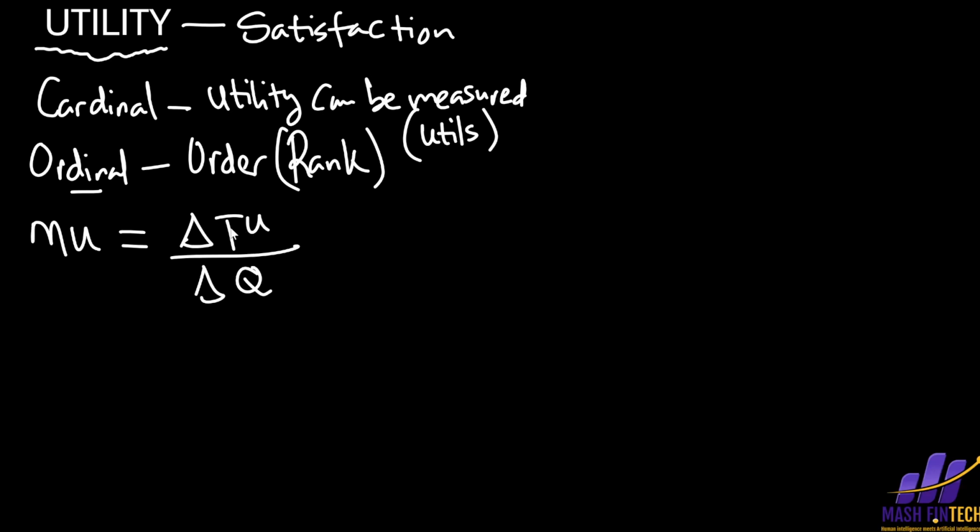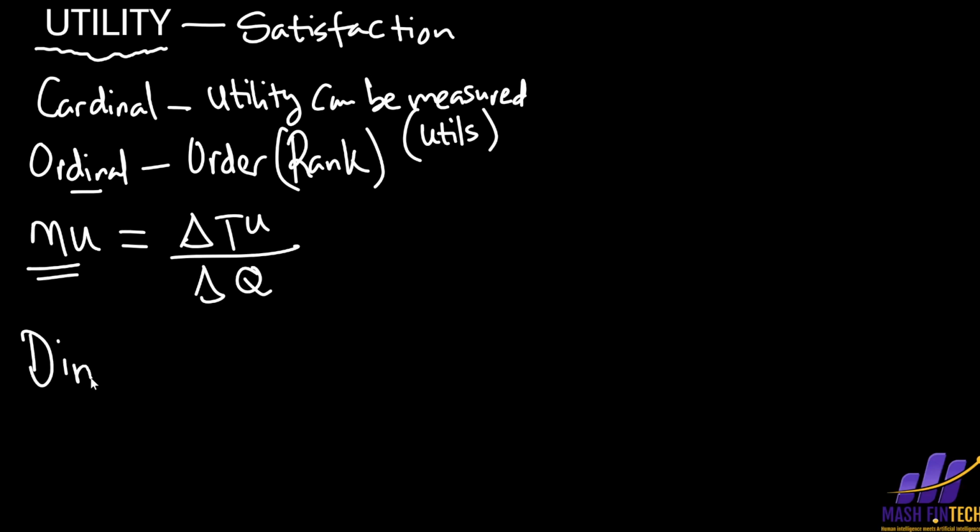So how much more satisfaction in utils does the person get when they consume an extra unit of a product? What is the additional satisfaction a consumer is going to get when they consume one more unit of a product? So that's the change in total utility divided by the change in the quantity that the person is consuming. That is the marginal utility. So this stands for marginal utility. All right.